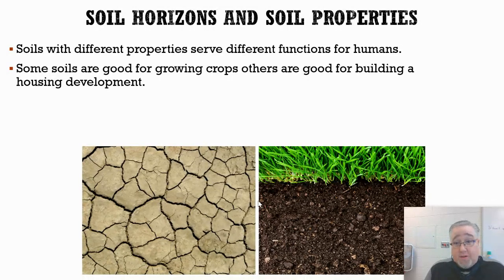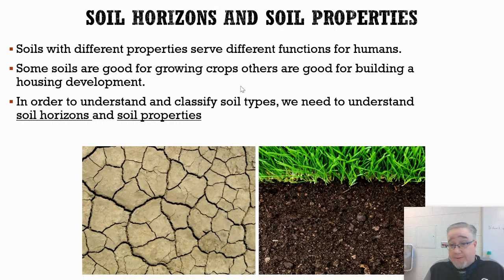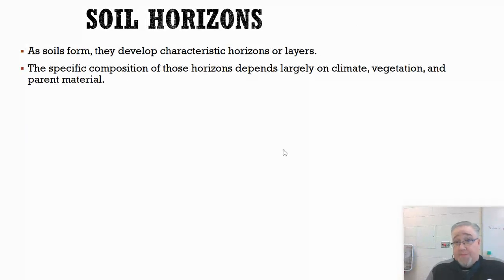Some soils are really good for growing crops. Some soils are good for building a house on or something. Not every soil has the same properties and the same qualities. Now, to understand the different soil types, we need to understand two things. We're going to talk about one of them today and the other one in the next video, either tomorrow or next week. We need to understand something called soil horizons and soil properties.